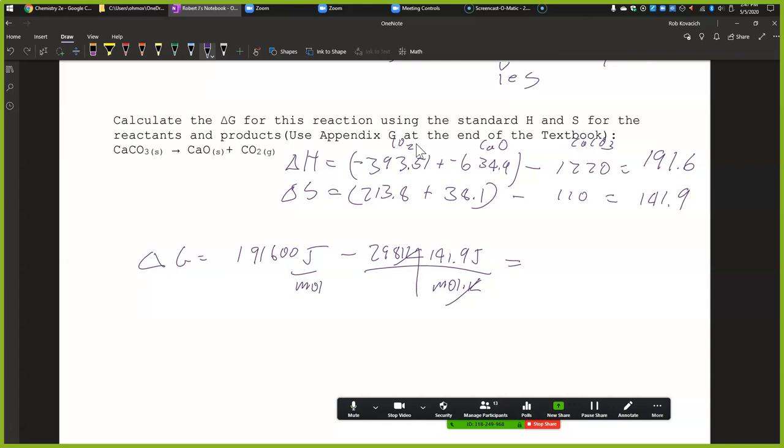It's a really big number. I guess we should have gone with the kilojoules. So this became 149,300 joules per mole, or we can say it's 149.3 kilojoules per mole. And then since this is a positive value, then this reaction is non-spontaneous.